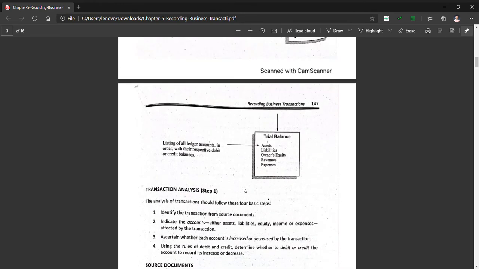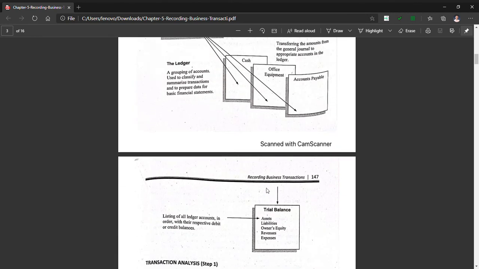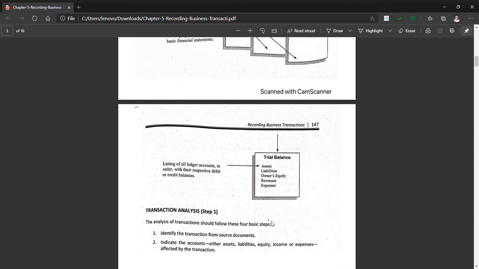So, after natin i-transfer sa ledger, after natin makuha ang balances of every account, pwede na natin siyang gawin yung trial balance. It is just a listing of all ledger accounts in order with their respective debit and credit balances. Okay, so kung ano yung balance nila sa ledger, i-transfer lang natin siya sa trial balance para makita natin kung balance ba or kung equal ba ang mga debits natin and credits natin.